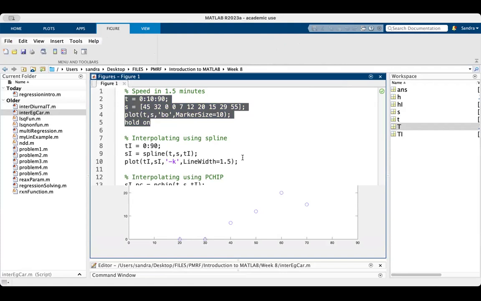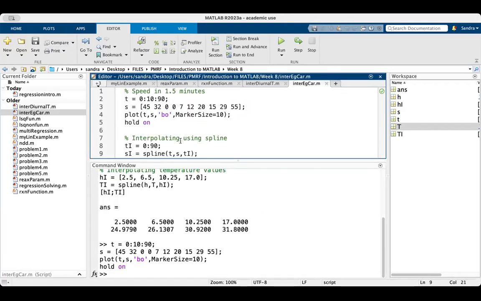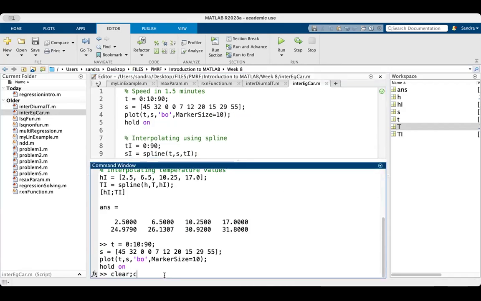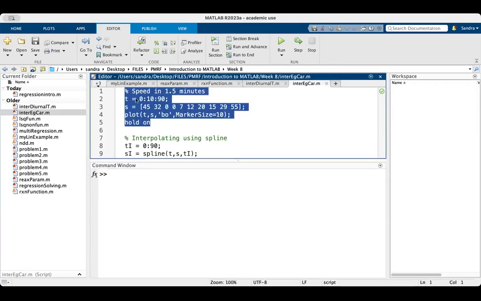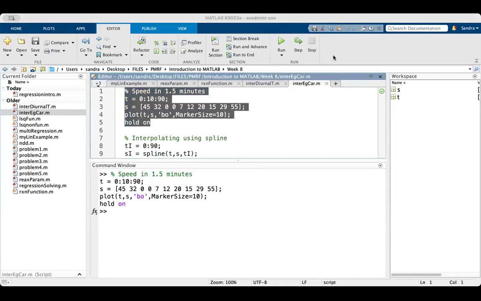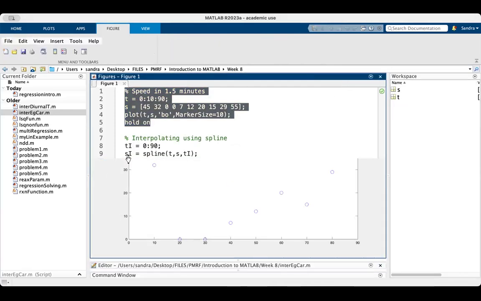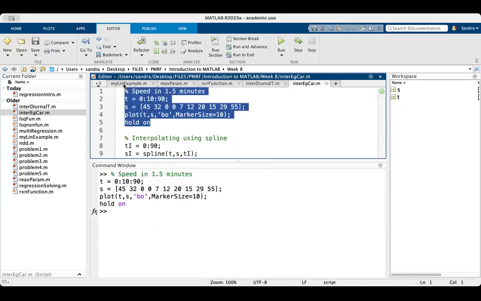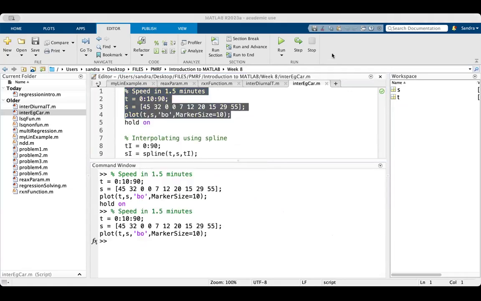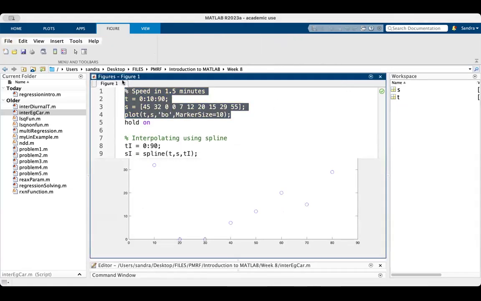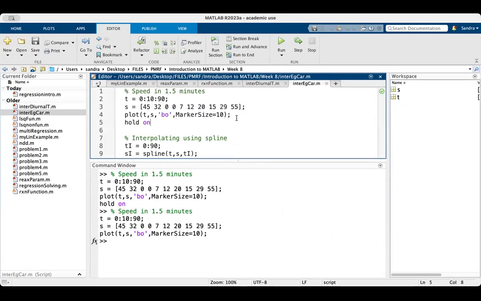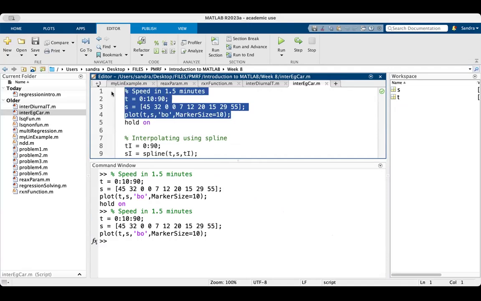Just a second. I think my Matlab is kind of stuck. Let me clear it here. Let's see. It's a problem with my display. Just give me some seconds.